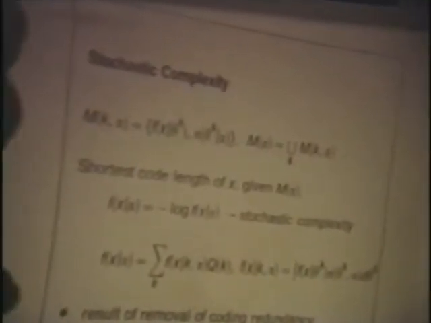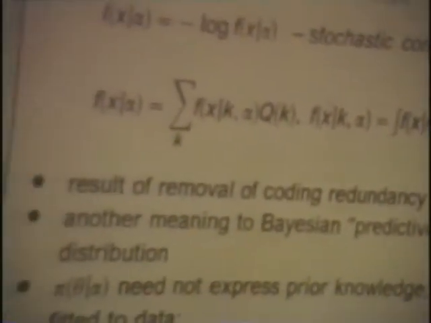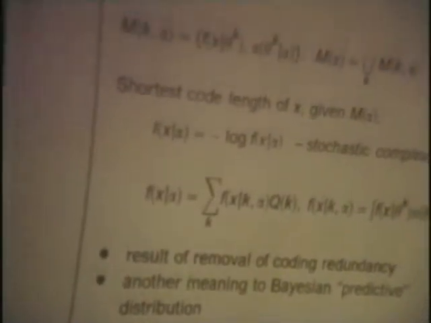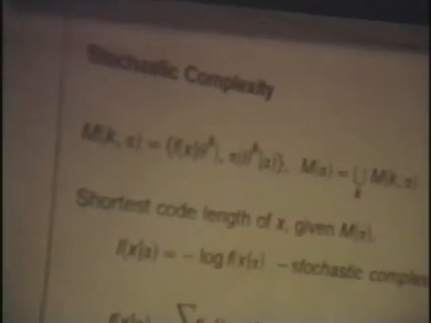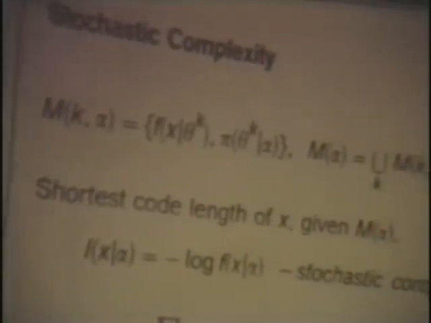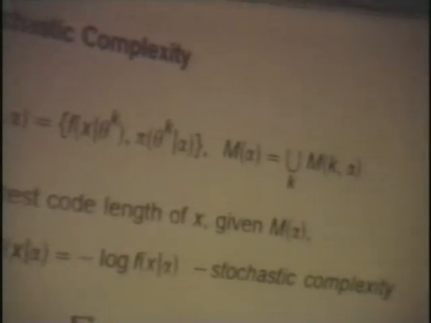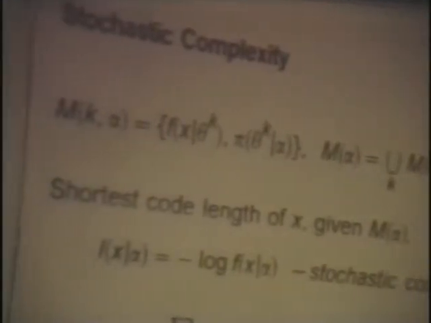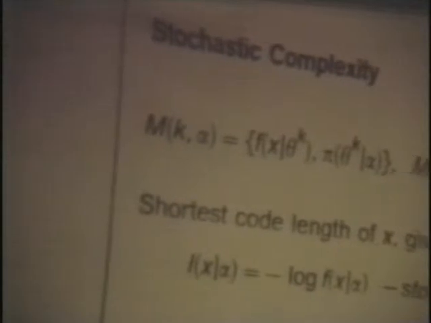Namely that we should work out the predictive distribution, as the Bayesians call it, and take its negative logarithm as the stochastic complexity, which is nothing but the shortest code length for the data sequence X given the model class. I call that shortest thing stochastic complexity.